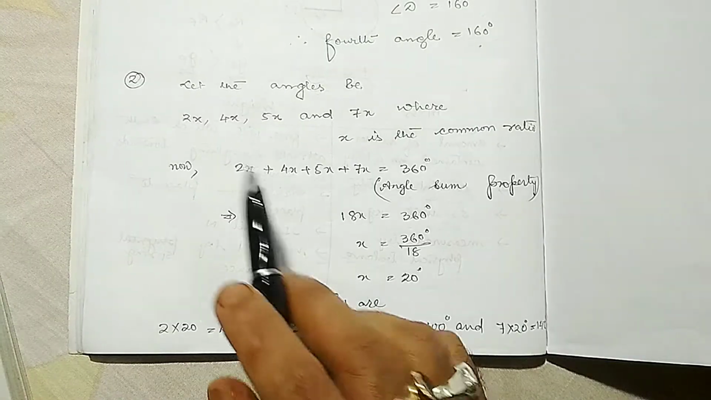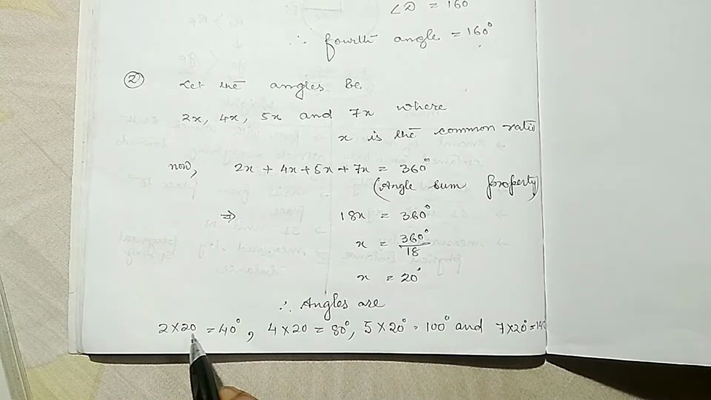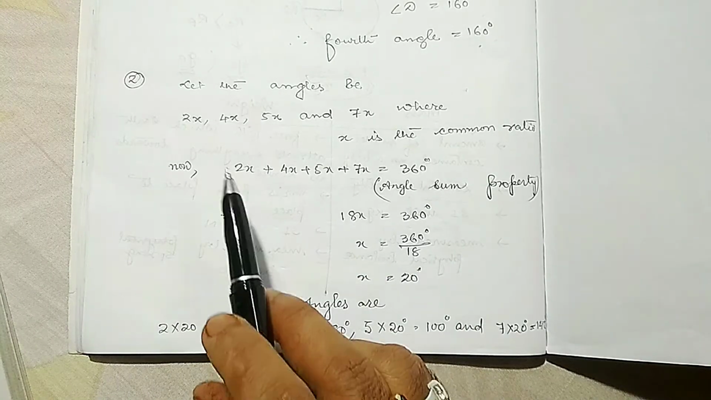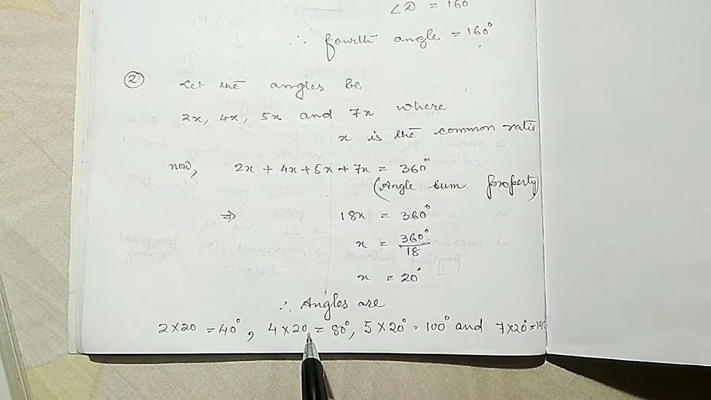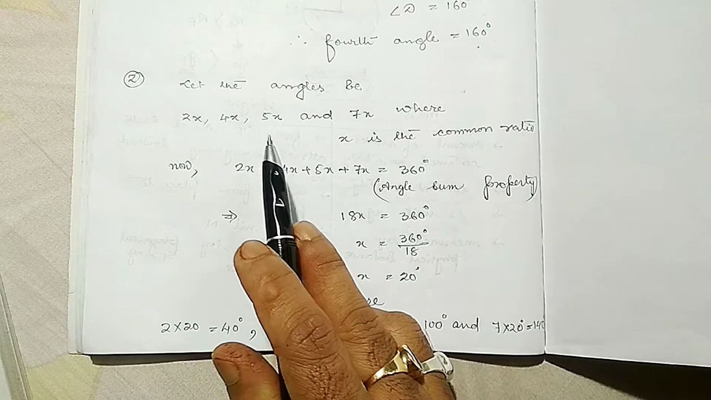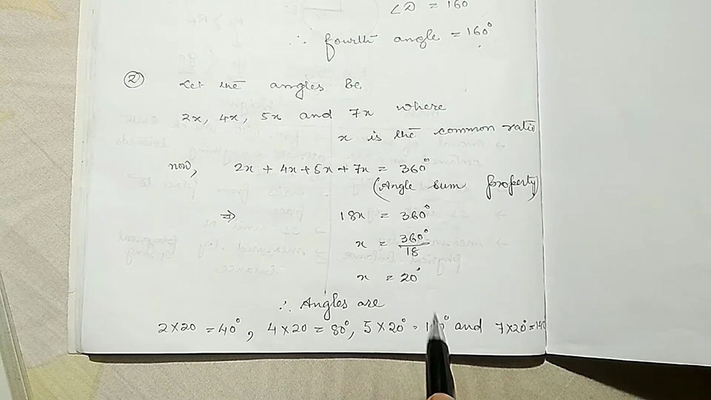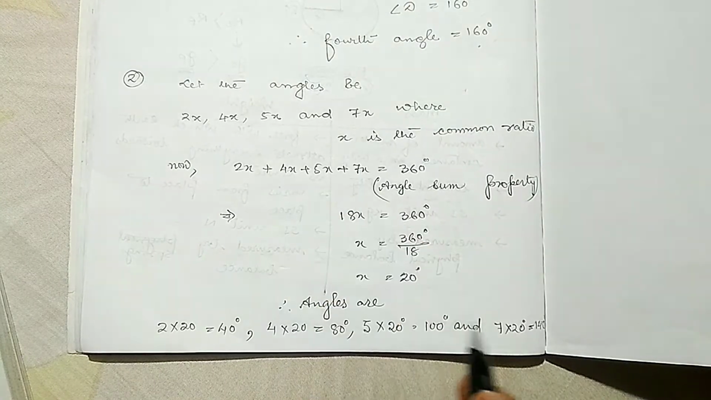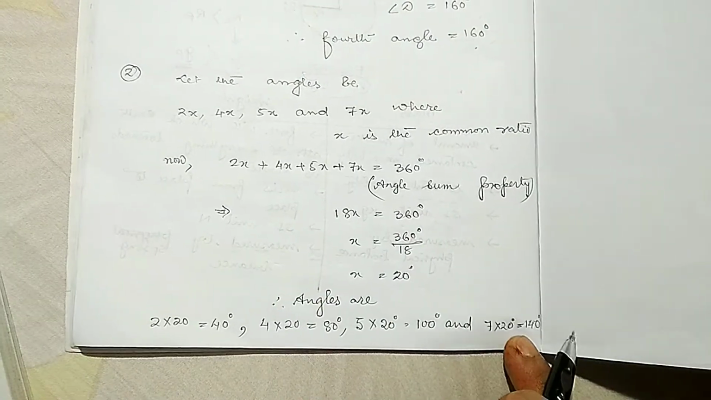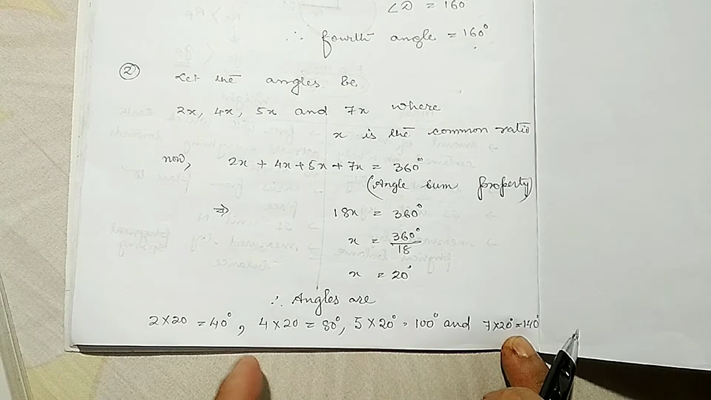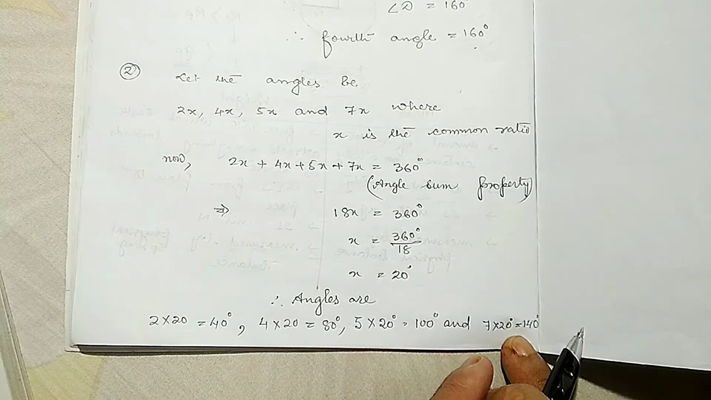So the angles are: first angle is 2x, so 2 into 20, 40 degrees. Second angle is 4x, 4 into 20, 80 degrees. Third one is 5 into x, that is 5 into 20, 100 degrees. And the last one is 7x, 7 into 20, that will give you 140 degrees. So these are the four angles of the quadrilateral.